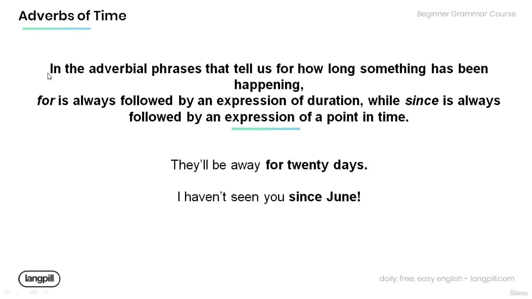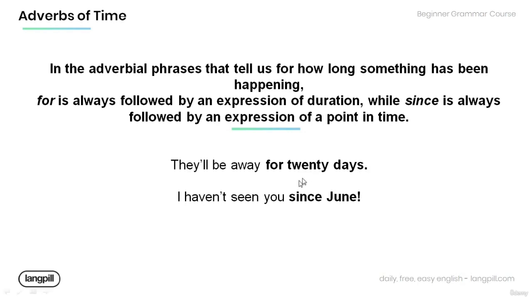And in the adverbial phrases that tell us for how long something has been happening, for is always followed by an expression of duration, while since is always followed by an expression of a point in time. Have a look at the examples below. They'll be away for 20 days.